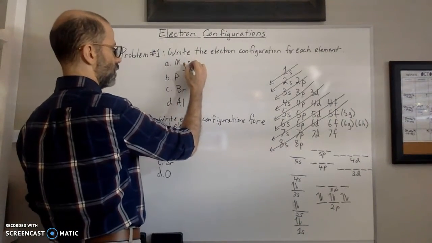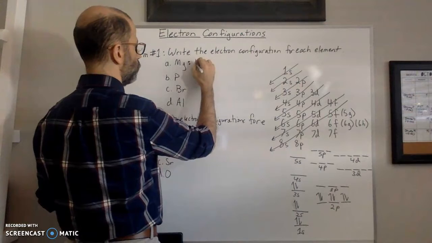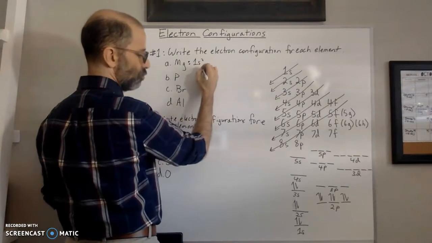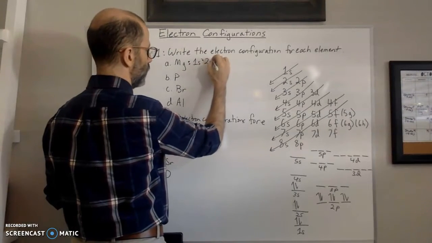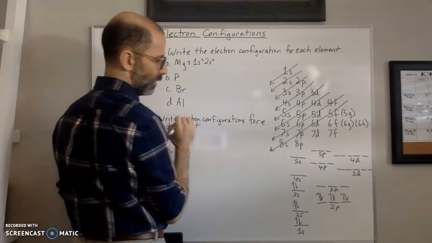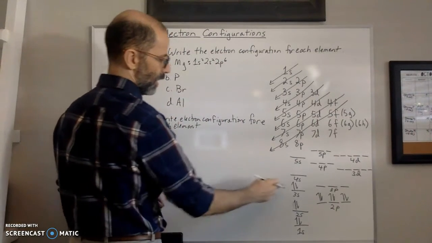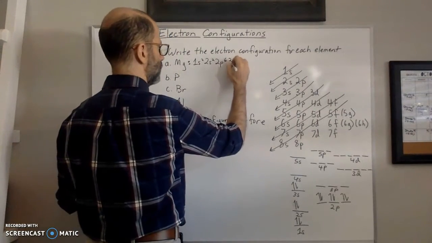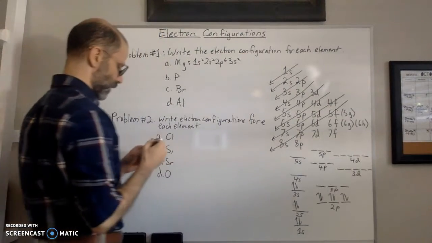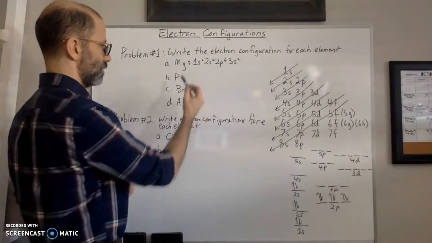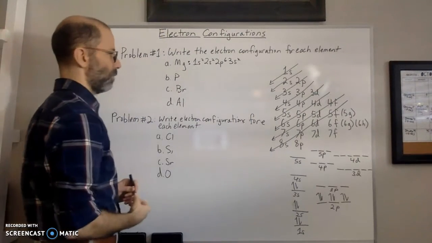So the electron configuration is going to be 1s2 followed by 2s, and I have 2 electrons in there, and then followed by the 2p, I have 6 electrons in there, and then followed by the 3s, and I have 2 electrons in there. So this is the electron configuration for magnesium.